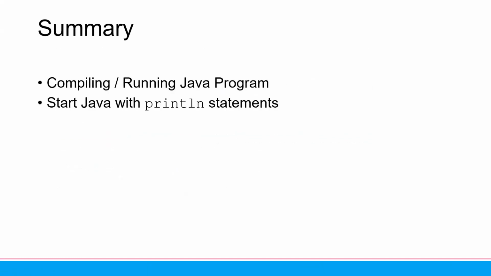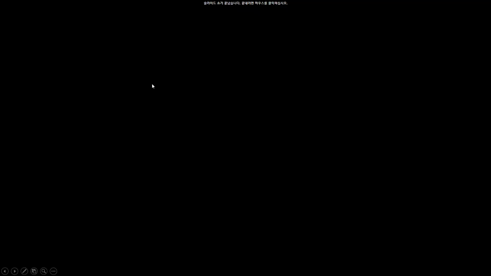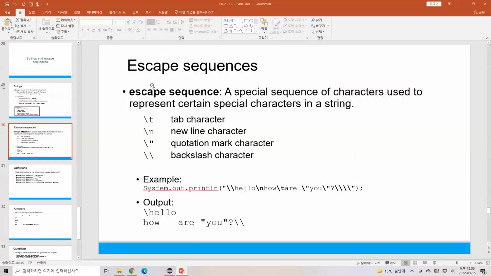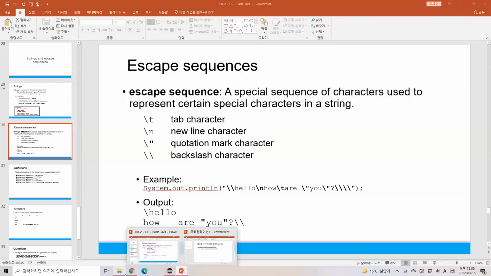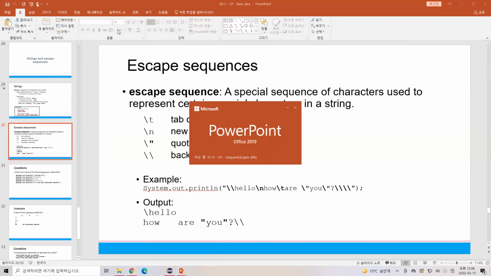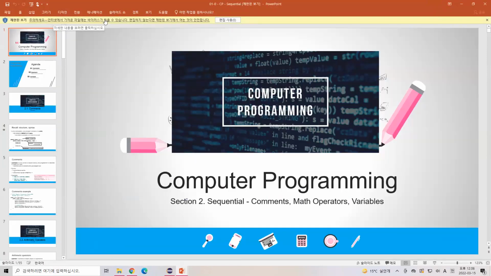Okay, we learn the first part of Java. We learn how to compile, and we learn how to run your first Java program, and then we learn about the println statements. So let me continue with the second part of the Java. We are going to learn about the sequence in Java.